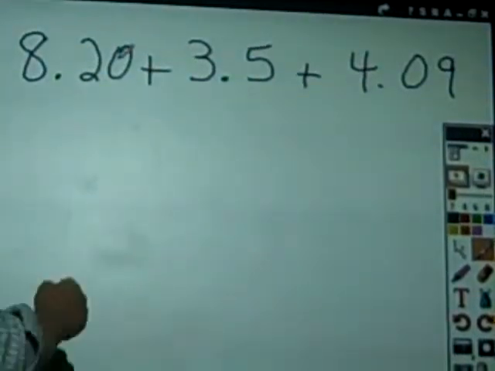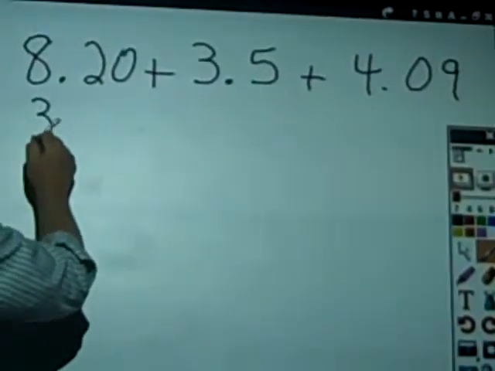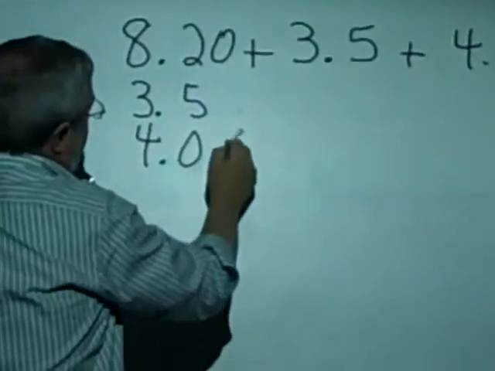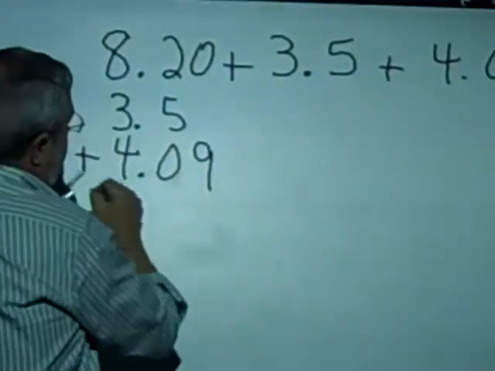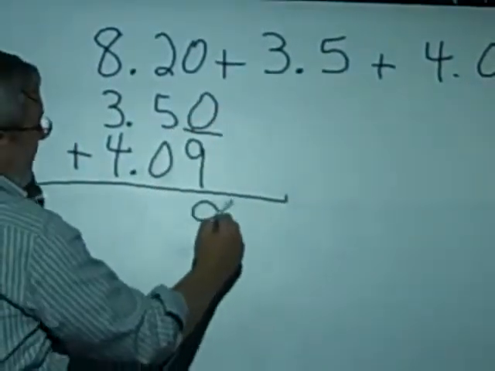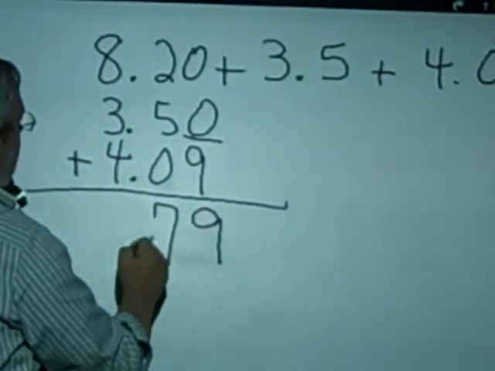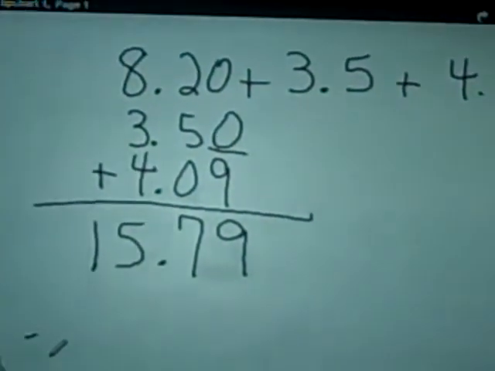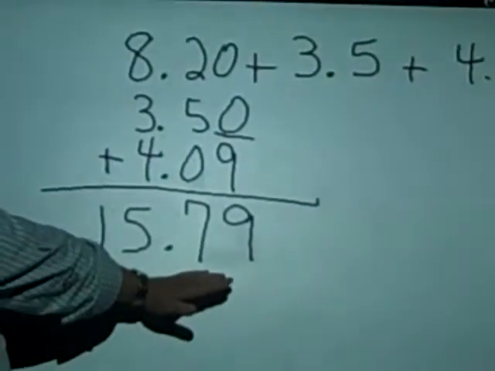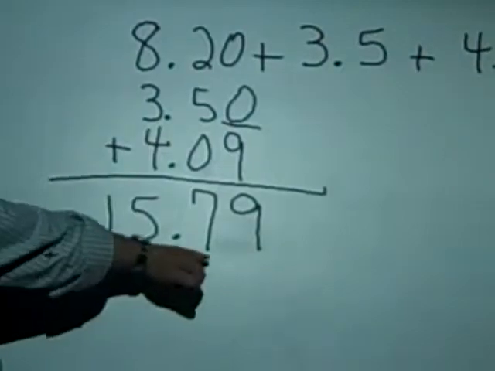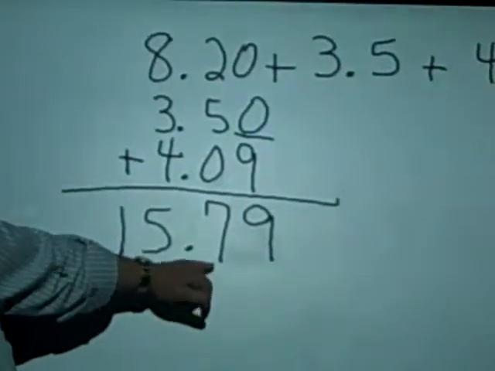Now that you've finished, let's check and see what you did. If you line it up like this, fill in this spot right here with another 0, add this down, then your answer should have been 15.79, and we really should be reading that as 15 and 79/100ths. If you had this answer correct, then you're in good shape.